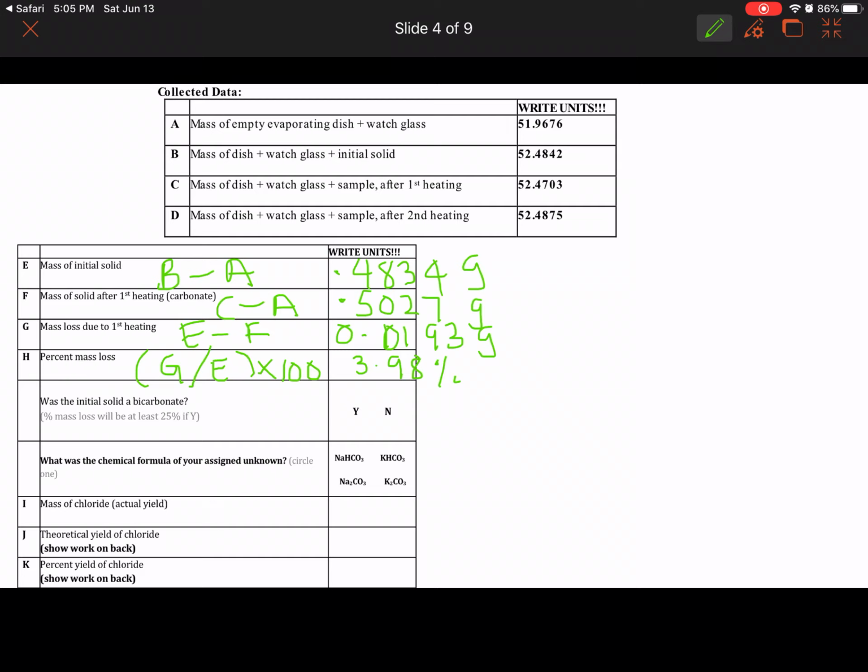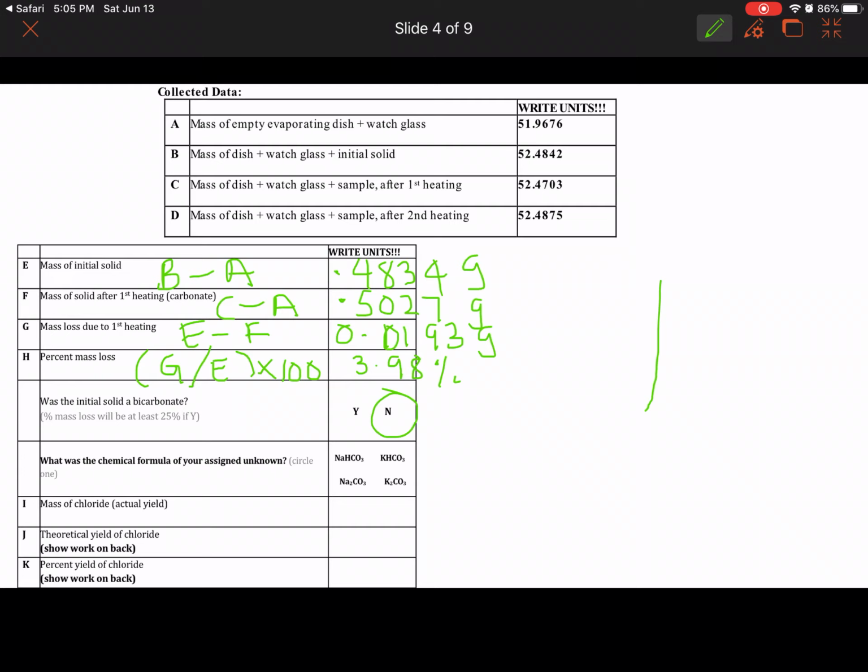Now, was the initial solid a carbonate or a bicarbonate? Remember, if the percent mass loss is greater than 25%, that's a hydrogen carbonate. If the mass loss is less than 25%, that is going to be a carbonate. So ours is about 4%. Do you think it's a carbonate or a bicarbonate? It is a carbonate. Was the initial solid a bicarbonate? No.